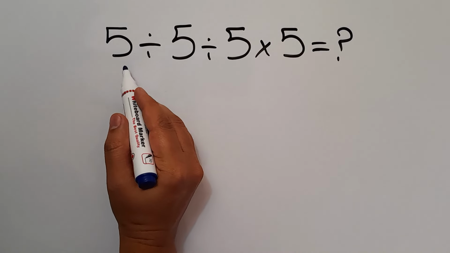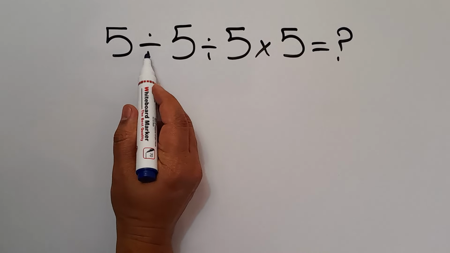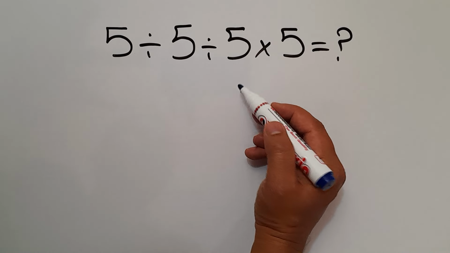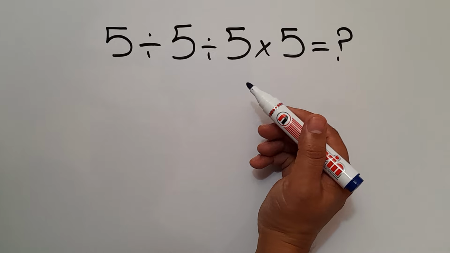In this video, we want to find the value of this expression: 5 divided by 5 divided by 5 then times 5. Are you ready to solve? Let's go ahead and get started.